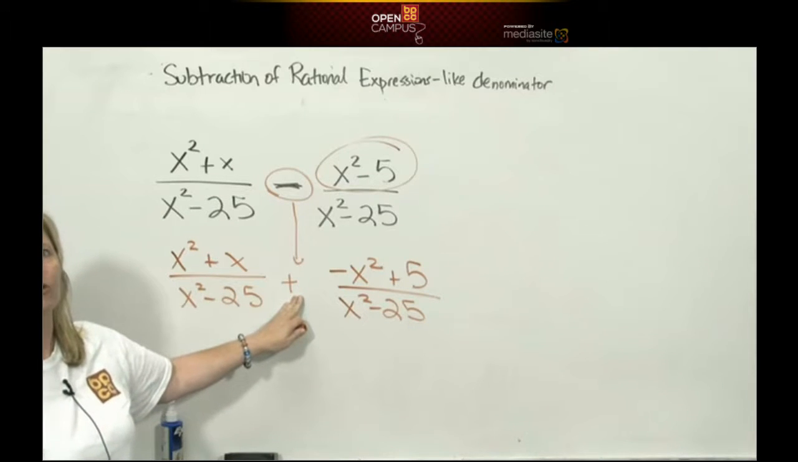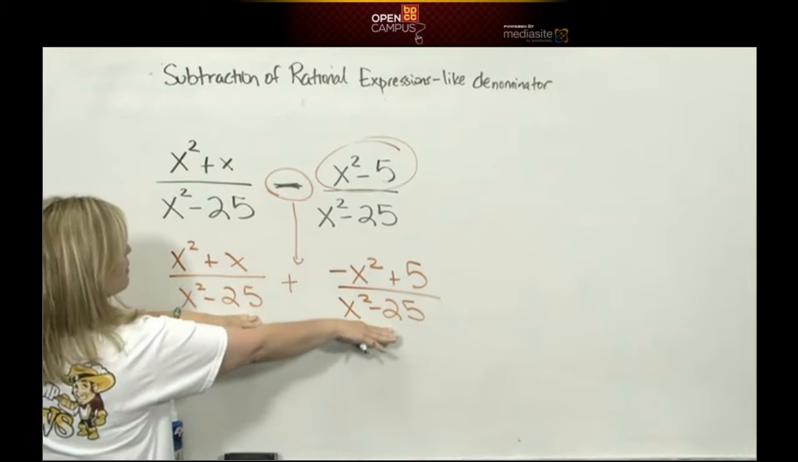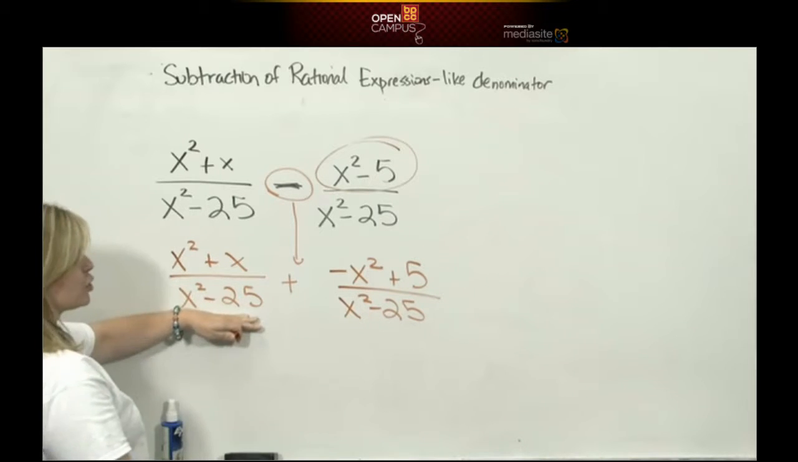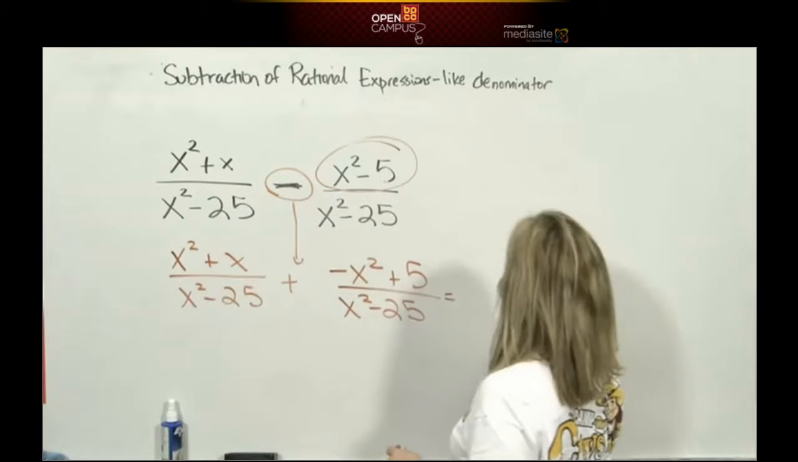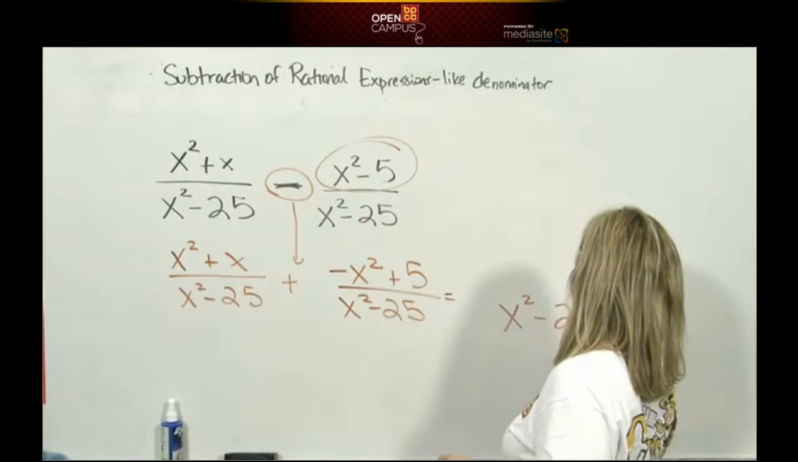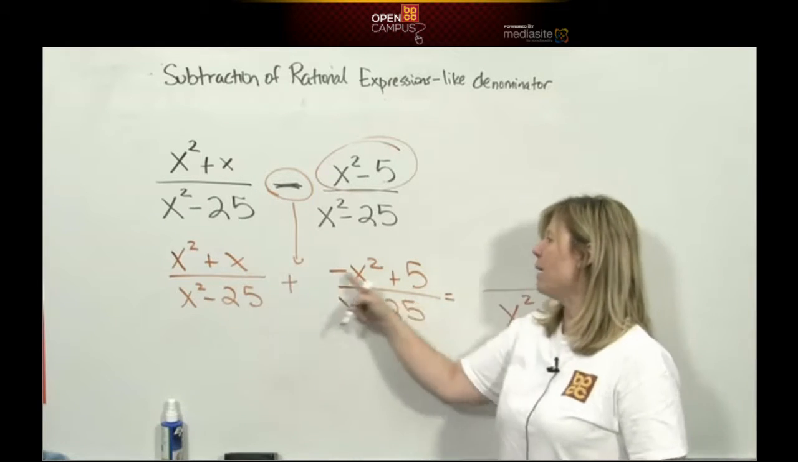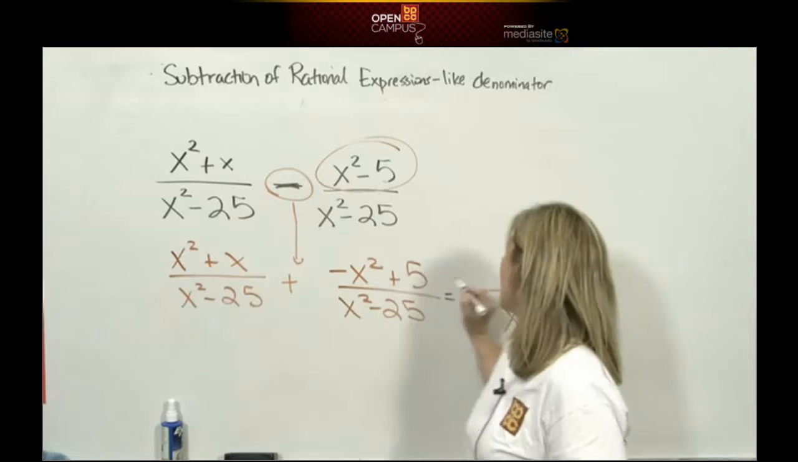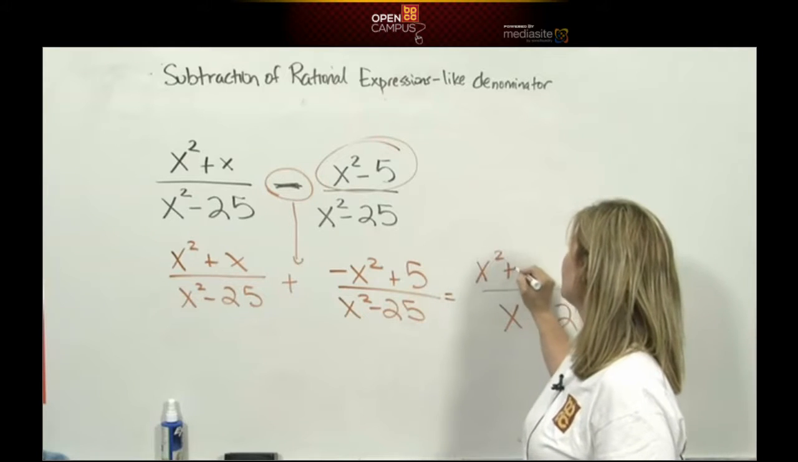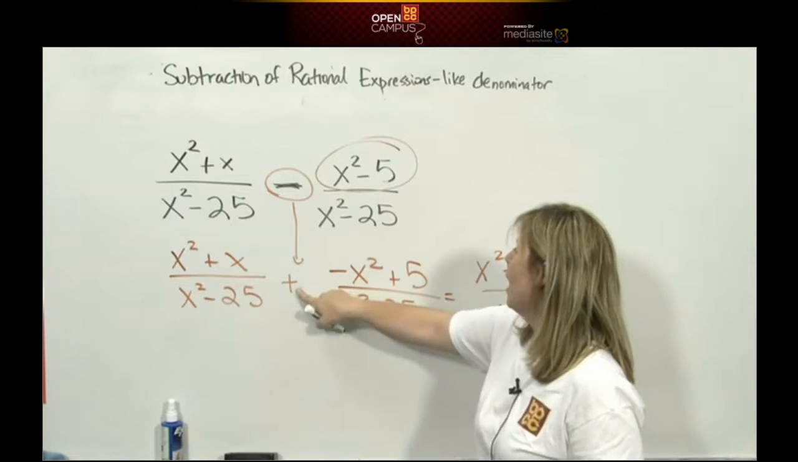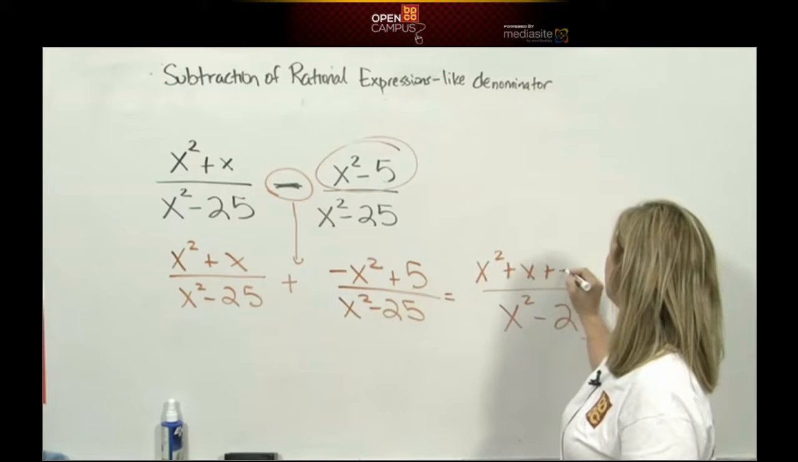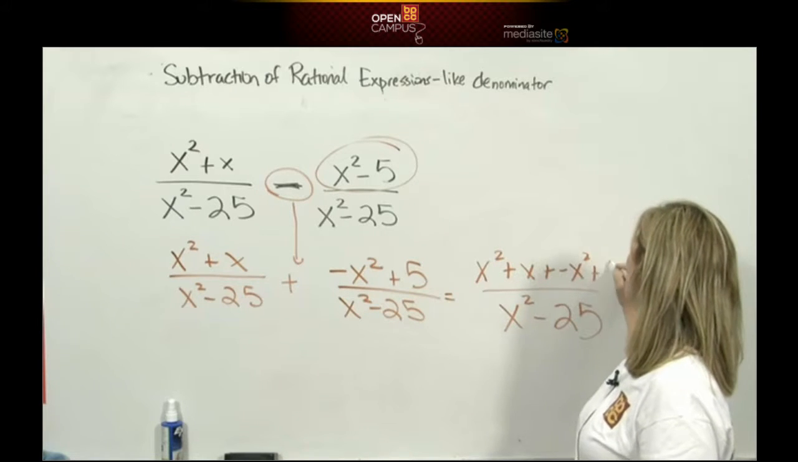Now it says, adding fractions easy as can be. All you need is an LCD. Well, we have it. Both denominators are x squared minus 25. So I'm going to write my bottom. I'm going to collect my top. So I'm going to take my x squared plus x, and add to that my negative x squared plus 5.